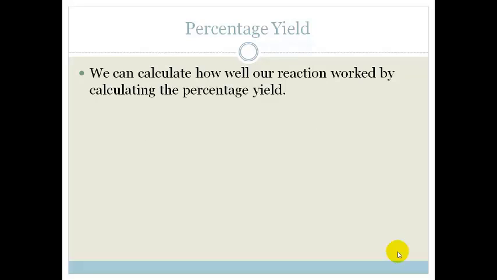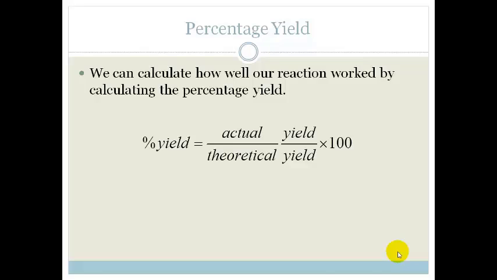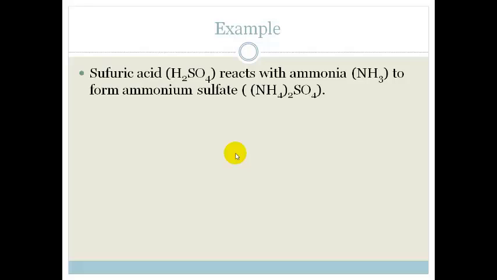So one of the ways that we can work out if we're doing this reaction well is we can calculate the percentage yield. So the percentage yield is actual yield divided by theoretical yield. So let's look at an example.